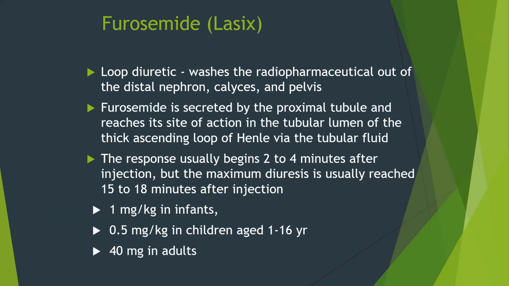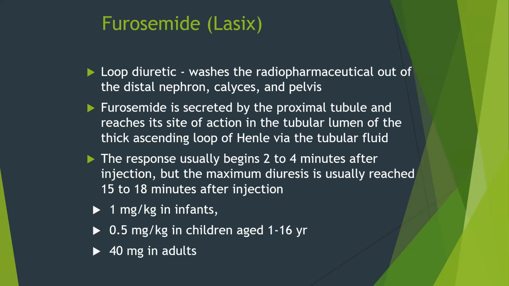Lasix is a loop diuretic. It washes the radiopharmaceutical out of the distal nephron, calyces, and pelvis. It is secreted by the proximal tubule and reaches its site of action in the tubular lumen of the thick ascending loop of Henle via the tubular fluid. The response usually begins 2 to 4 minutes after the injection, but the maximum diuresis is usually reached 15 to 18 minutes after injection of the tracer.